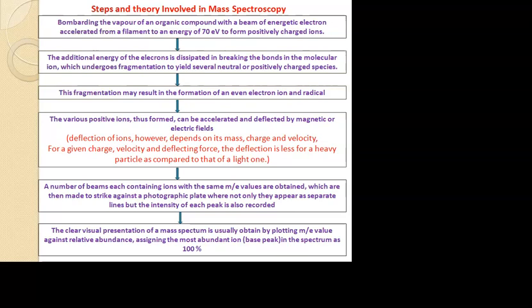The various positive ions thus formed can be accelerated and deflected by magnetic or electrical fields. A number of these deflected ions, or m/e values, are collected on a photographic plate, and the highest abundance peak is taken as the base peak, and other peaks are calculated based on the abundance of the base peak.